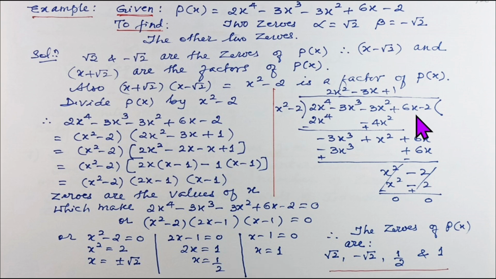So please learn this method of finding out the required zeros when a polynomial is given to you. So be careful about finding out the factors, and then finding out the quadratic polynomial by the division method, and then we are finding out the required number of zeros.